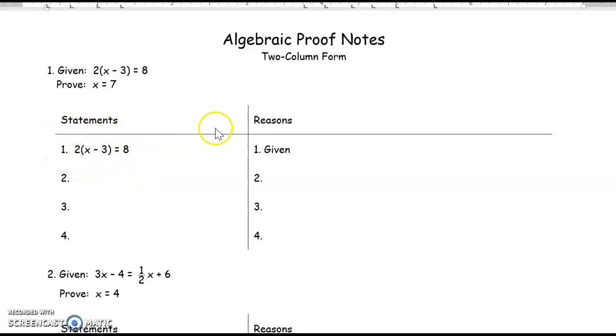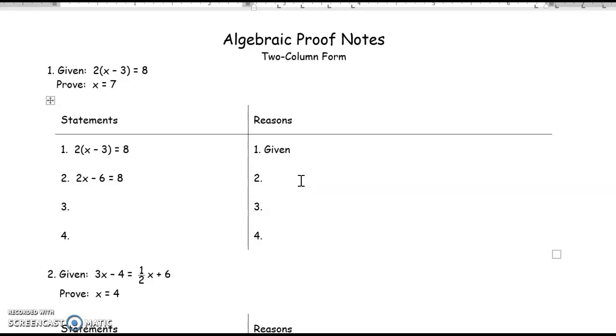When we have this, we do statements and reasons, and we separate them in a column. The statement over here, our first statement, is where we just basically restate our given. So anything that we do over in this column, we need to give a reason for it over here. Now the first thing I'd want to do is multiply 2 times x minus 3. That would give me 2x minus 6. Okay? And on the other side, that still equals 8. So 2x minus 6 equals 8.